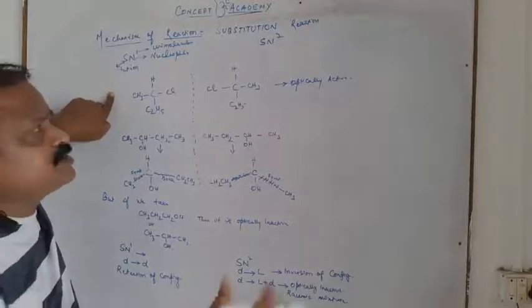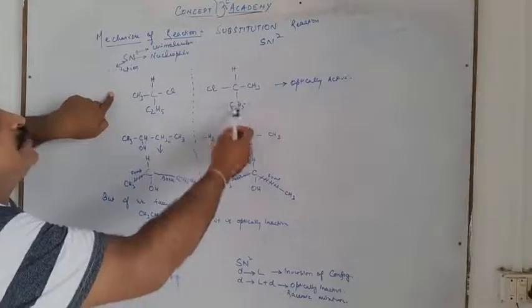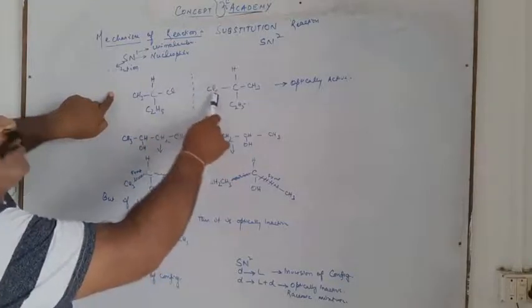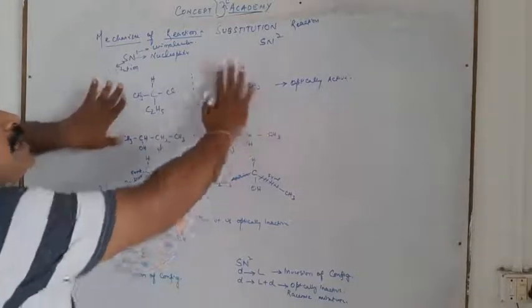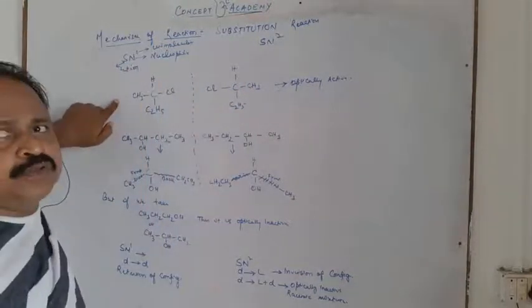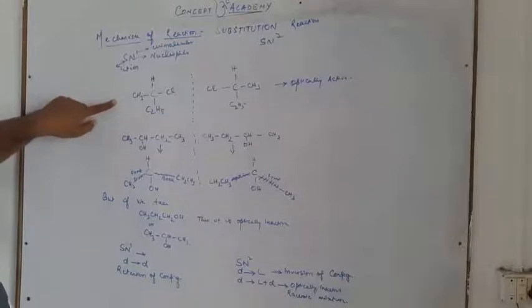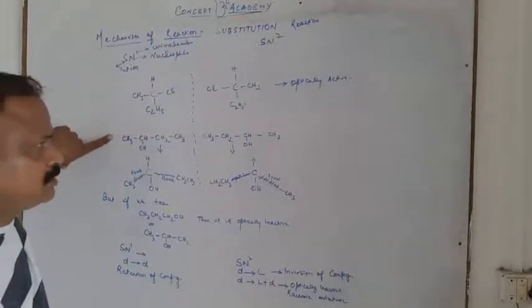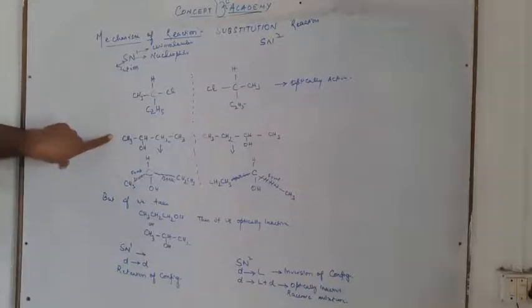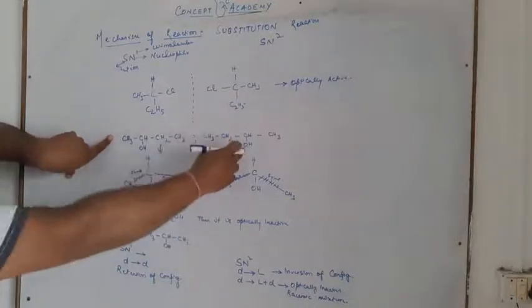What happens if we see the mirror image? Then it will be something like this. It will be formed here, and if we superimpose, there is no superimposition. That is completely different. So these are optically active. We take butan-2-ol. This is butan-2-ol, and if we see the mirror image, it will look like this.